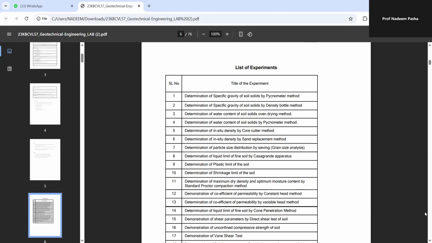Next is determination of liquid limit of soil by cone penetration method. Next, demonstration of shear parameters by direct shear test. Next, demonstration of unconfined compressive strength of soil. Demonstration of vane shear test.